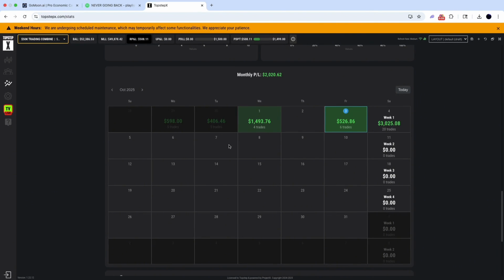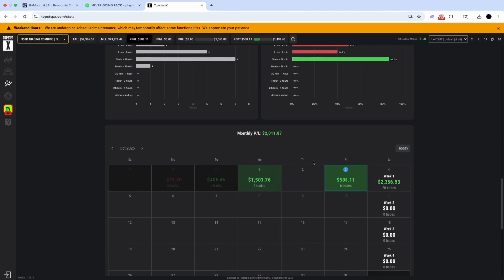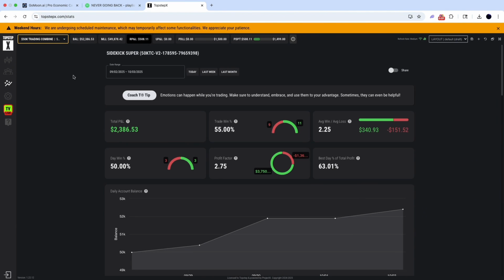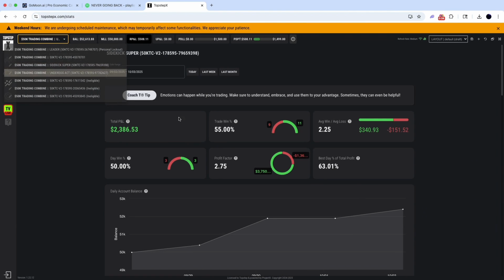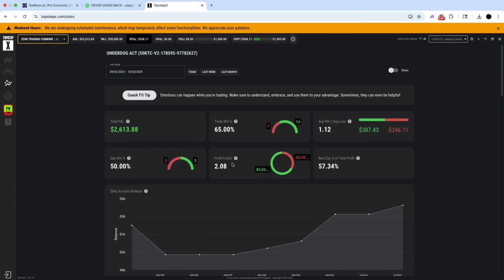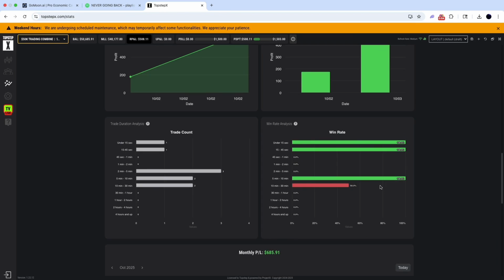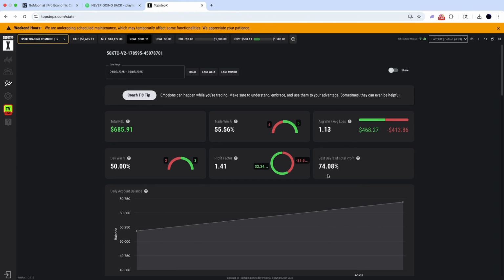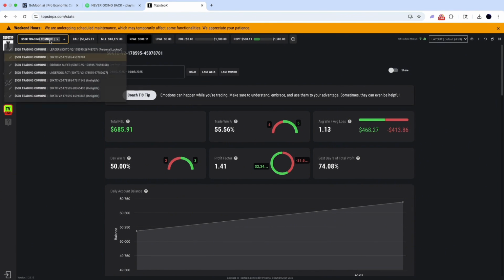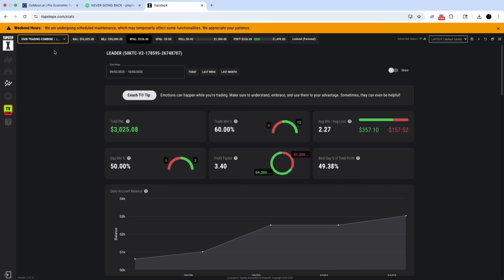On this leader account, we hit our profit target. On this second account, we are at $2,400. On this account, we're sitting at $2,600. And on this final account, we're sitting at $685. So we passed our leader account today, and we're on track to passing our other accounts. Let's see what next week gives us.